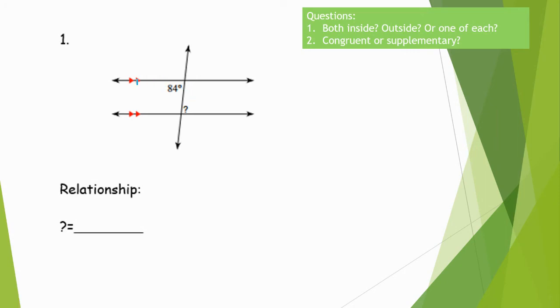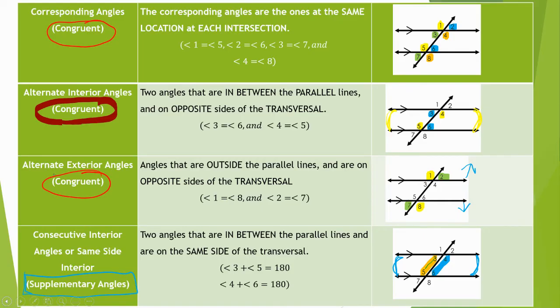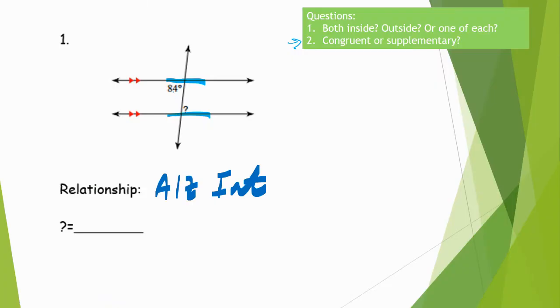Okay, looking here, here are our parallel lines. Notice our angles are both inside, so that means it's an interior. Then we have to decide, are they same side interior or alternate interior? They're not on the same side, so that makes them alternate interior. Then the next question is, are they congruent or supplementary? You go back and look at your notes and see that alternate interior angles are congruent. So this angle equals that other angle, and the question mark is 84 degrees.